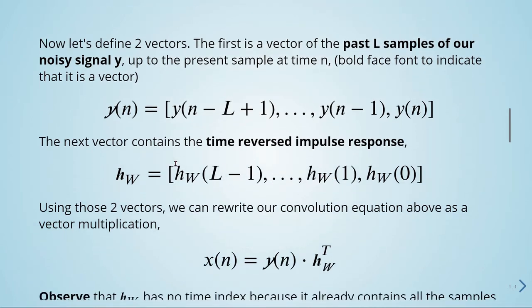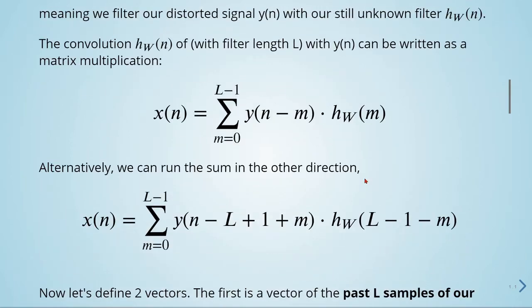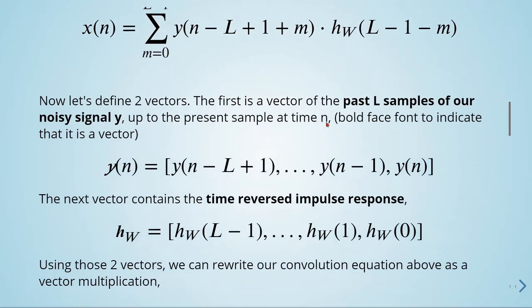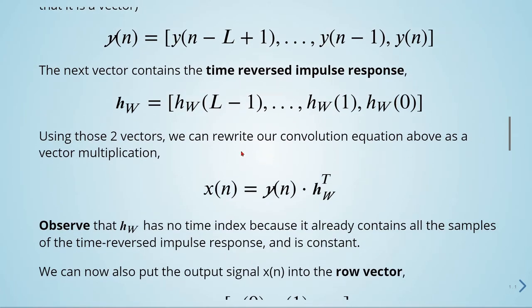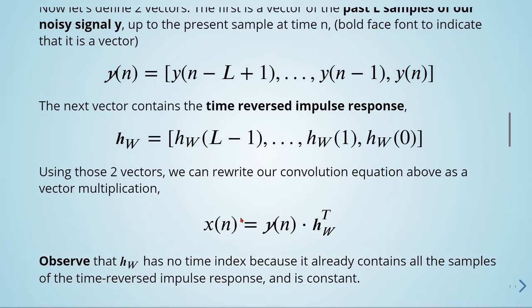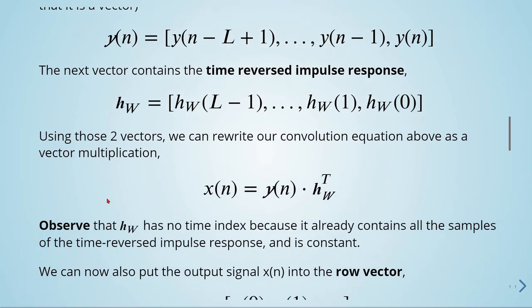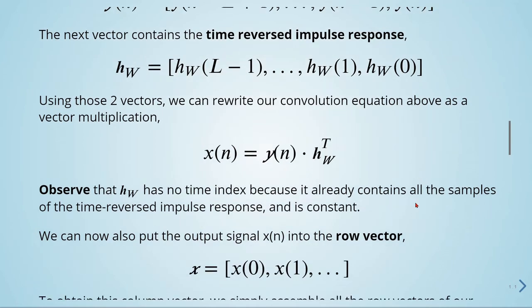Using those two vectors, we can rewrite our convolution equation as a vector multiplication. So x[n] is equal to the vector of y we constructed here, multiplied by this vector, the time reversed impulse response. Observe that h_W has no time index because it already contains all the samples of the time reversed impulse response, and it's constant.